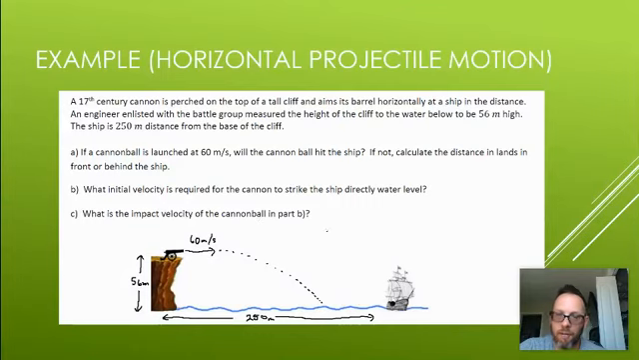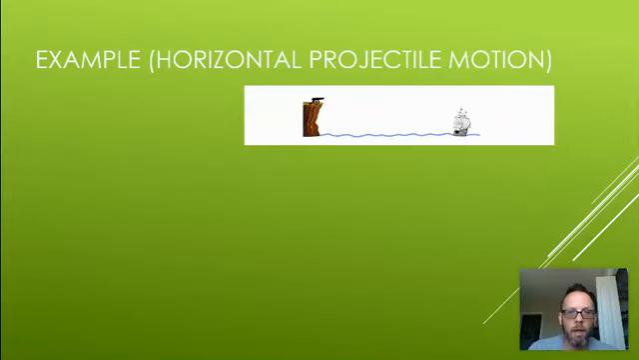Spoiler alert, it's not going to hit the ship. In part B, we'll solve for something different. We'll work backwards and find what velocity we need to strike the ship. And then in part C, we'll get some practice finding a velocity combining our two directions of motion. So let's get going with part A.